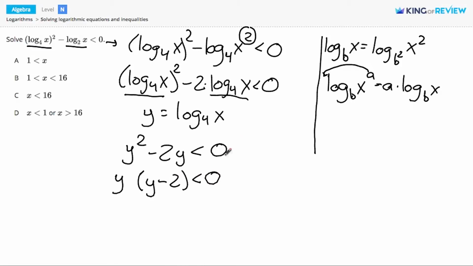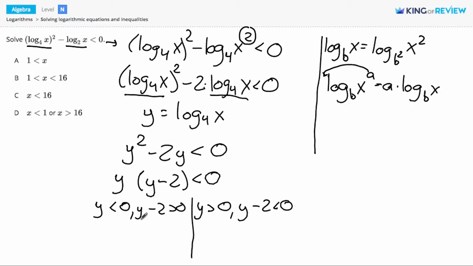If this product is negative, less than 0, that either means that y is less than 0 and y minus 2 is greater than 0, or the other way around: y is greater than 0 and y minus 2 is less than 0. Well, let's see, adding 2 in these two inequalities gives me y is greater than 2 and y is less than 2. Now on the left side, we have that y is less than 0 and also greater than 2.